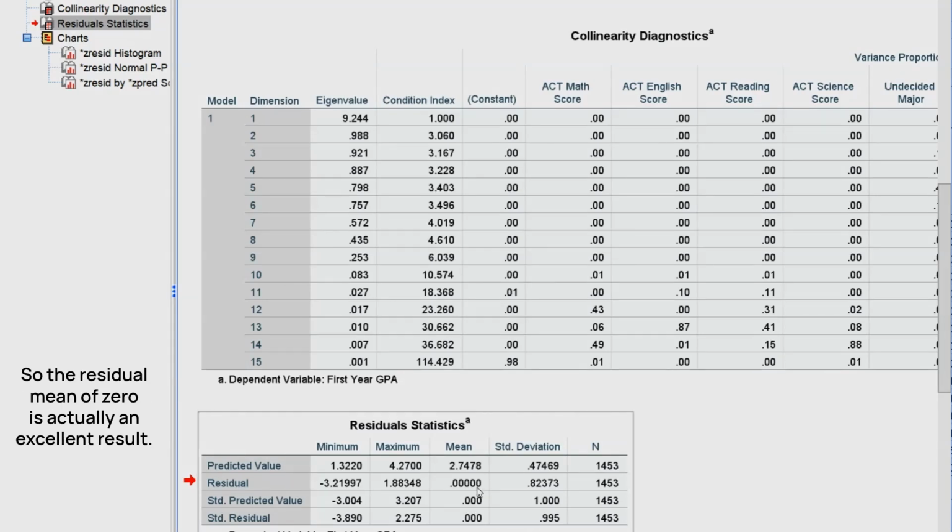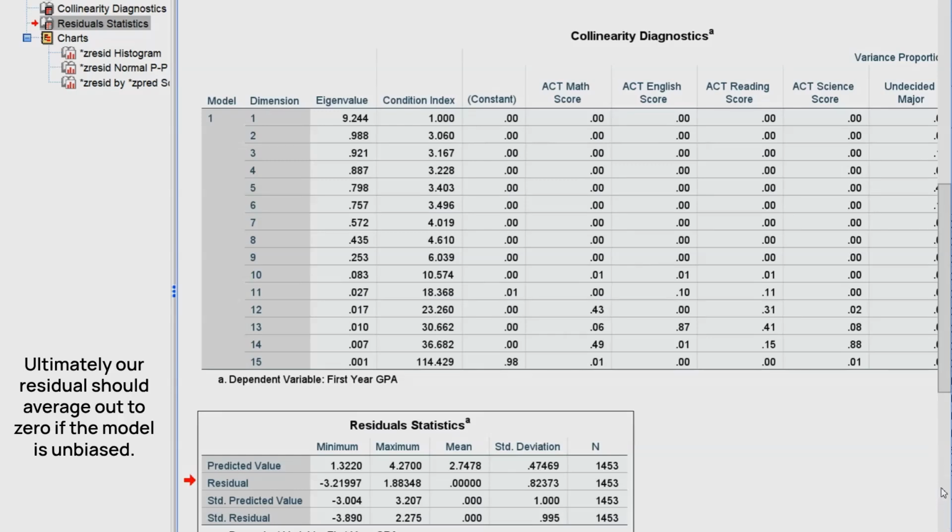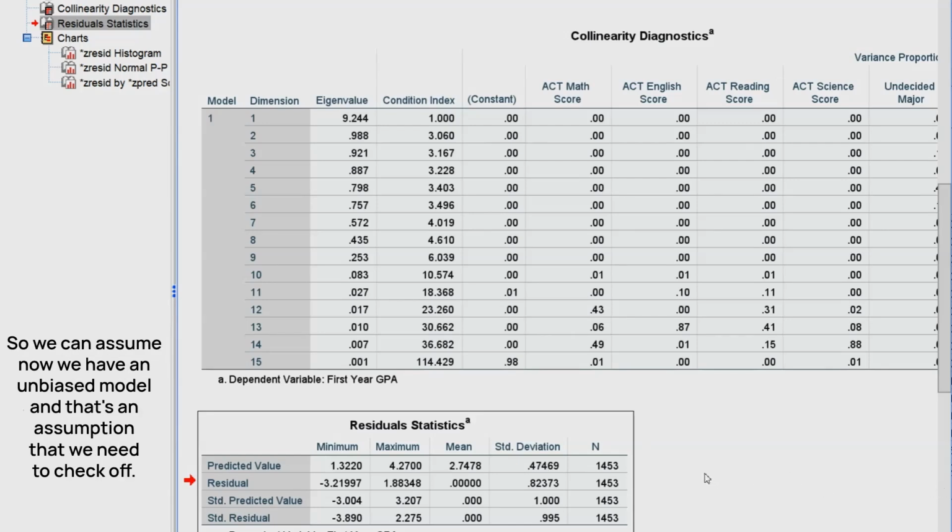The second thing now we have is the residual. The residual mean of 0 is actually an excellent result. What this tells us is ultimately our residuals should average out to 0 if the model is unbiased. So we can assume now we have an unbiased model, and that's an assumption that we need to check off.